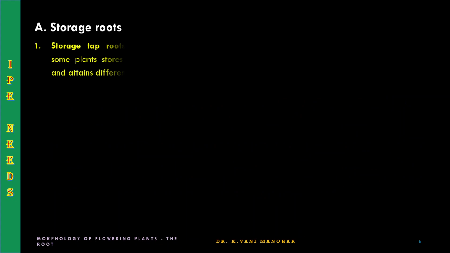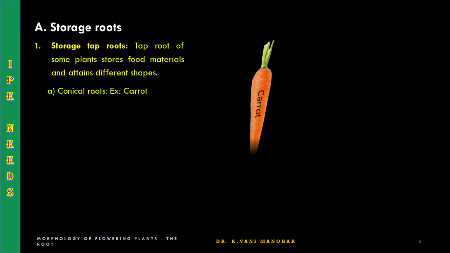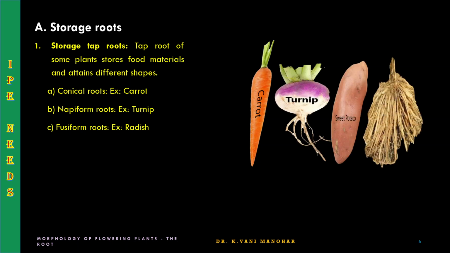Storage roots. These are modified roots which become swollen due to storage of food materials. They may be formed from taproot system or adventitious root system. Here, storage taproots: taproot of some plants stores food materials and attains different shapes. They are conical roots in carrot, as given here. Napiform roots, example turnip. Fusiform roots, example radish.